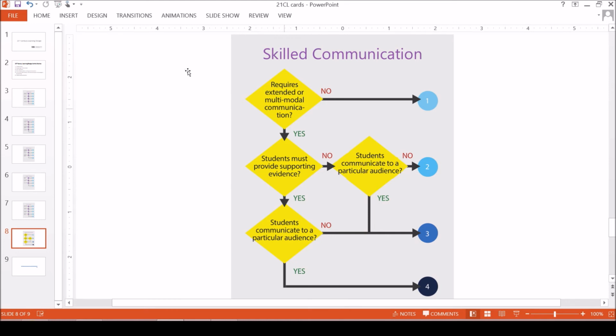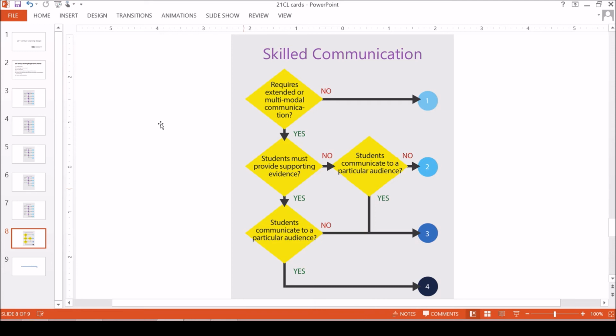And I would say yes, this definitely requires communication because the students are creating these PowerPoint slides that ostensibly will have some writing associated with them. That could be multimodal. So yeah, we're going to pop down into the second diamond. Now, the second diamond asks if students are required to provide supporting evidence. Now, this evidence and argument thing is kind of a tricky one at first because obviously not all writing is an argument.